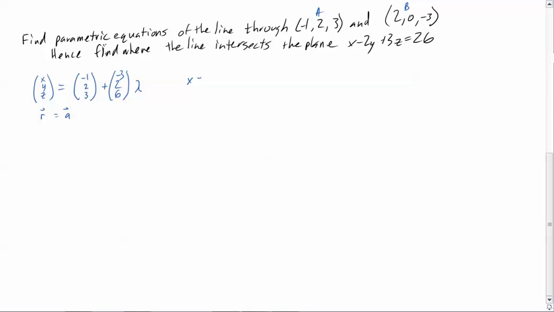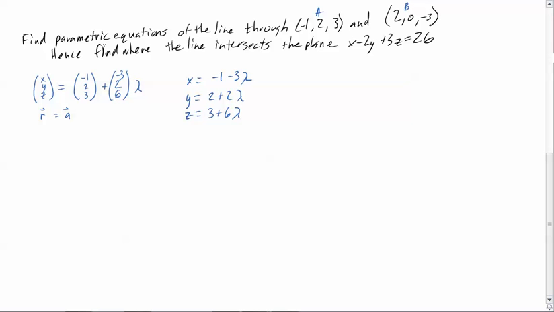So I just write x equals -1 minus 3 lambda. I've got y equals 2 plus 2 lambda. And then z equals 3 plus 6 lambda. If you want, you can use a different parameter here, like t or n or some other letter, but I'm just using lambda for right now. And so now I've got my parametric equations.